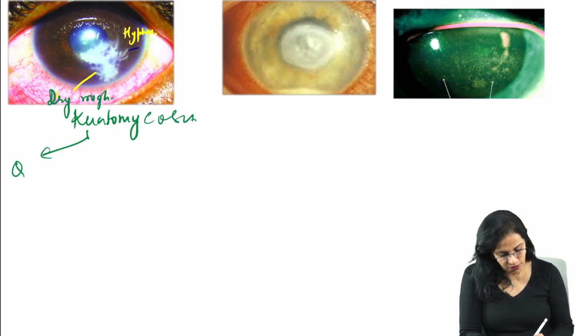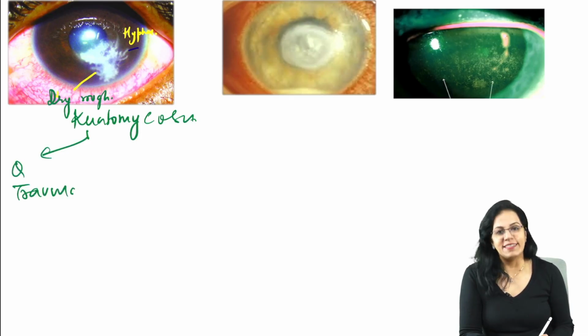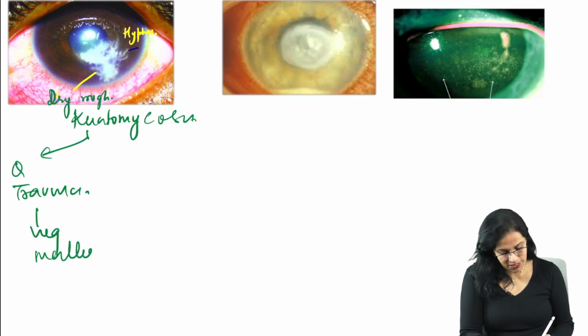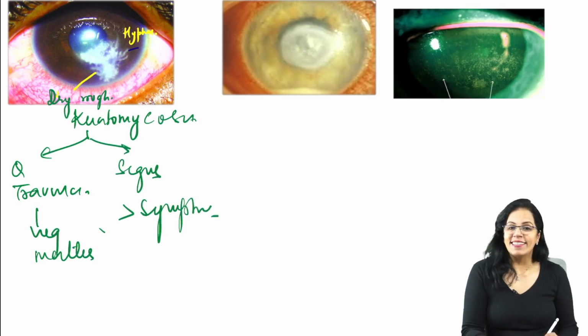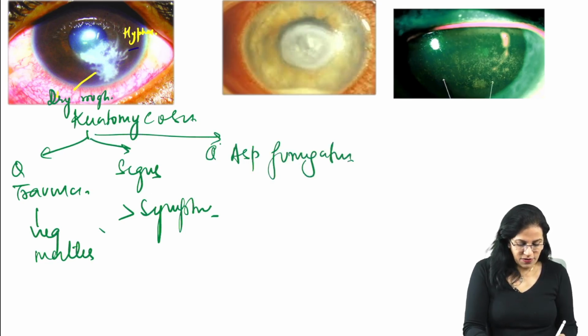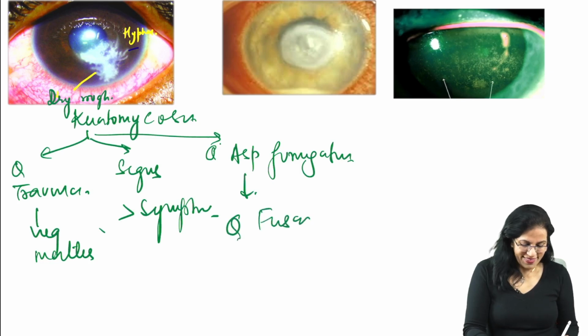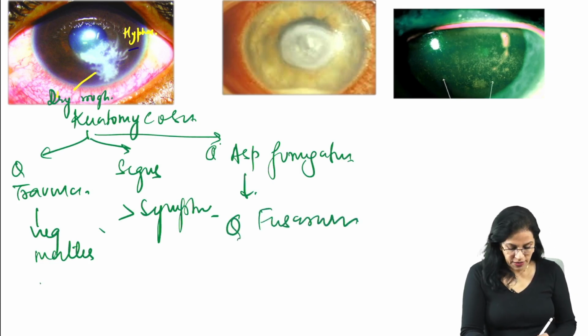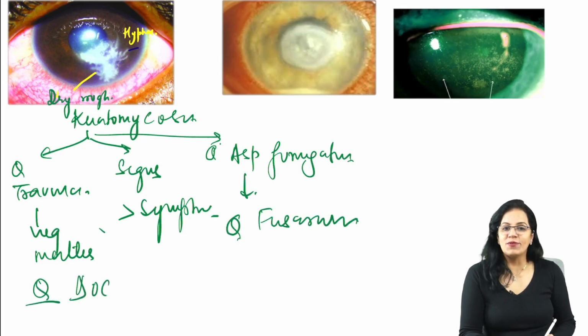First question, why will it occur? Trauma by vegetative matter or organic matter. Okay? Remember this. Second important point is that signs are more than symptoms compared to a bacterial keratitis, right? And third, most common fungus, you will answer Aspergillus fumigatus. After this, what is the next option? Next best option after this is Fusarium. Okay? So these are some important questions. Then you are also asked what is the drug of choice? Drug of choice is 5% natamycin. Don't forget this. Okay?